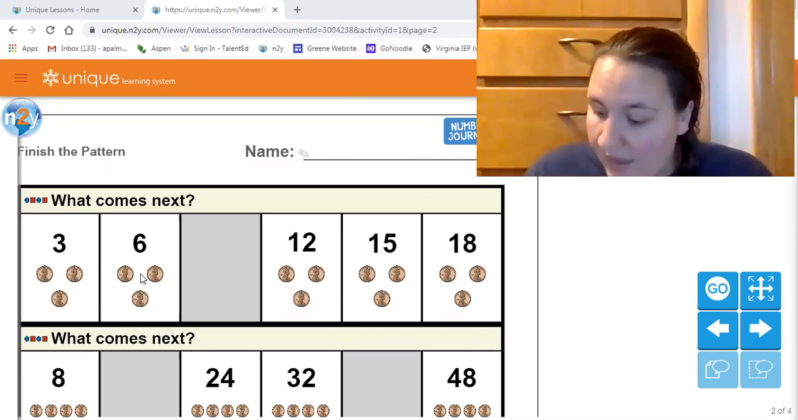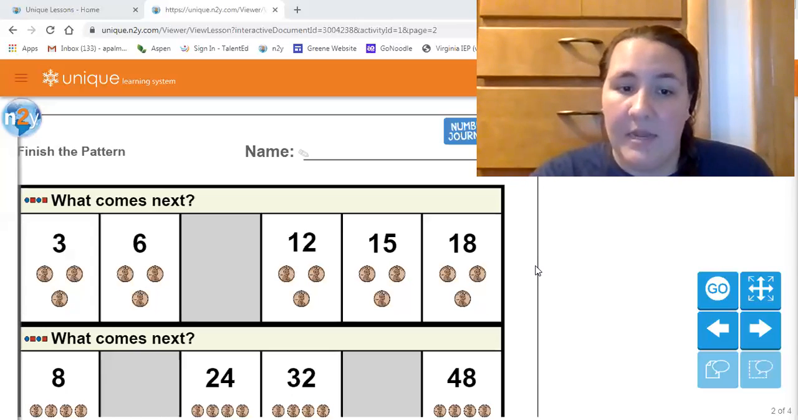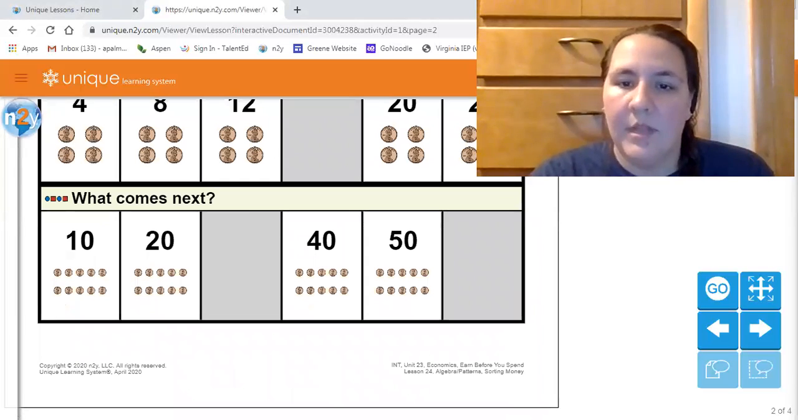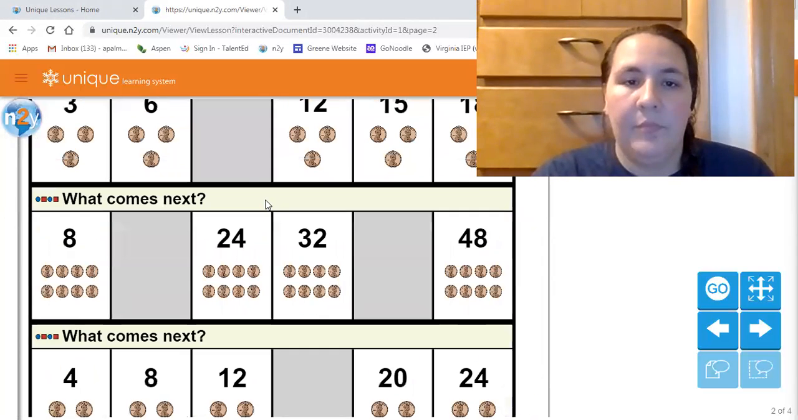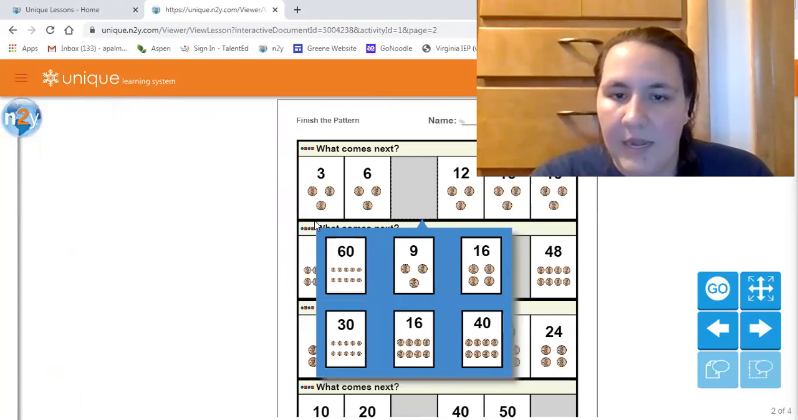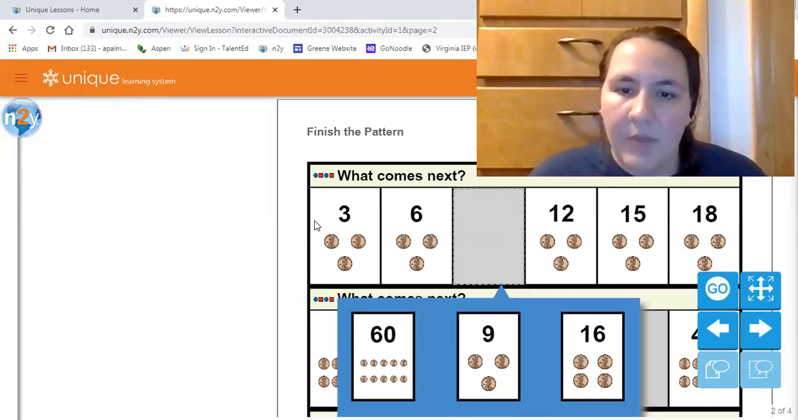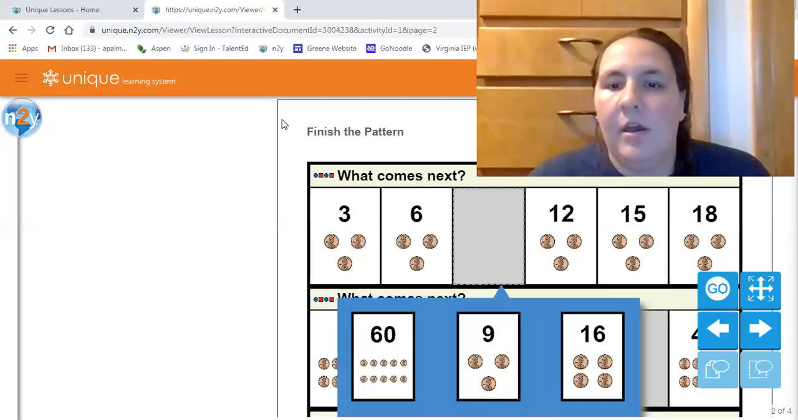It's a 9, and I am counting by 3s, so I want to find the 9 that has 3 pennies on it. So with your finger, let me scroll down so you can see. Oh, sorry, I was thinking the answers were on the bottom, but they are not. Okay. Can you find the 9 that has 3 pennies on it? So with your finger, can you touch the 9 that has 3 pennies on it? Beautiful job.